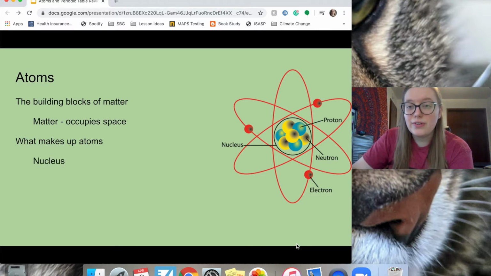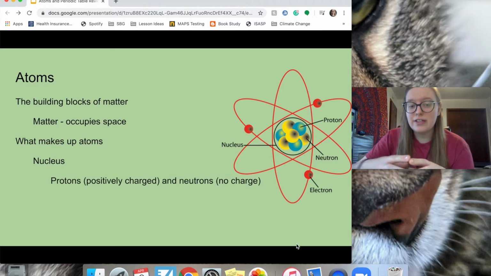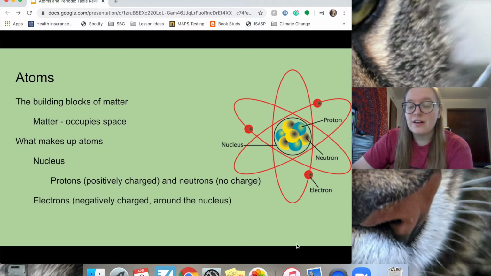So we have our nucleus, the protons that are inside of the nucleus that are positively charged, and our neutrons that are also inside of the nucleus that have no charge to them. And we have our electrons, which are negatively charged, that are around the nucleus.